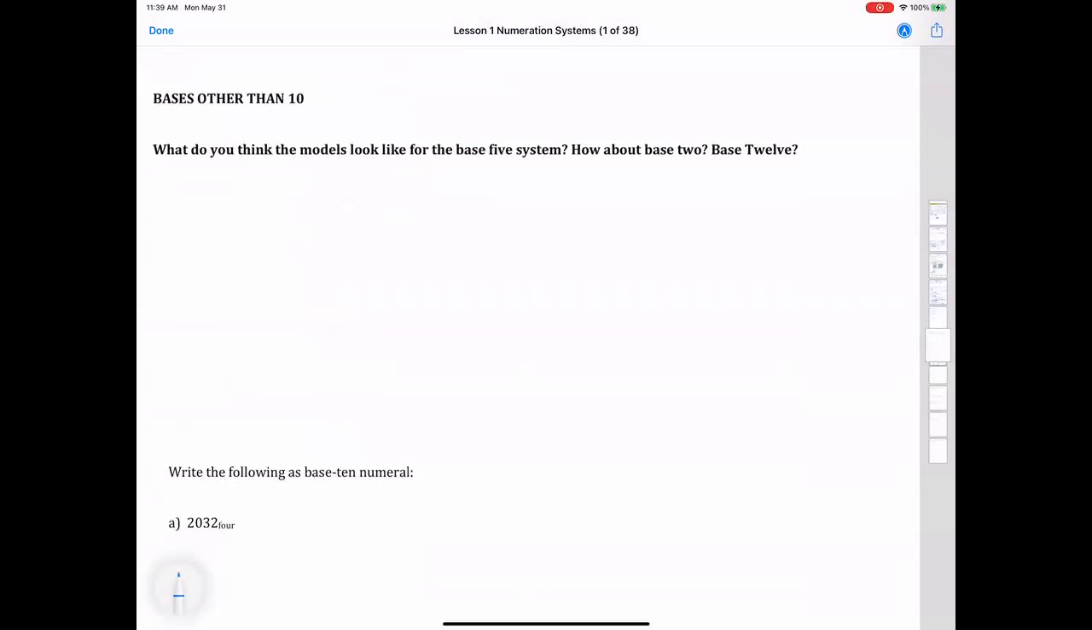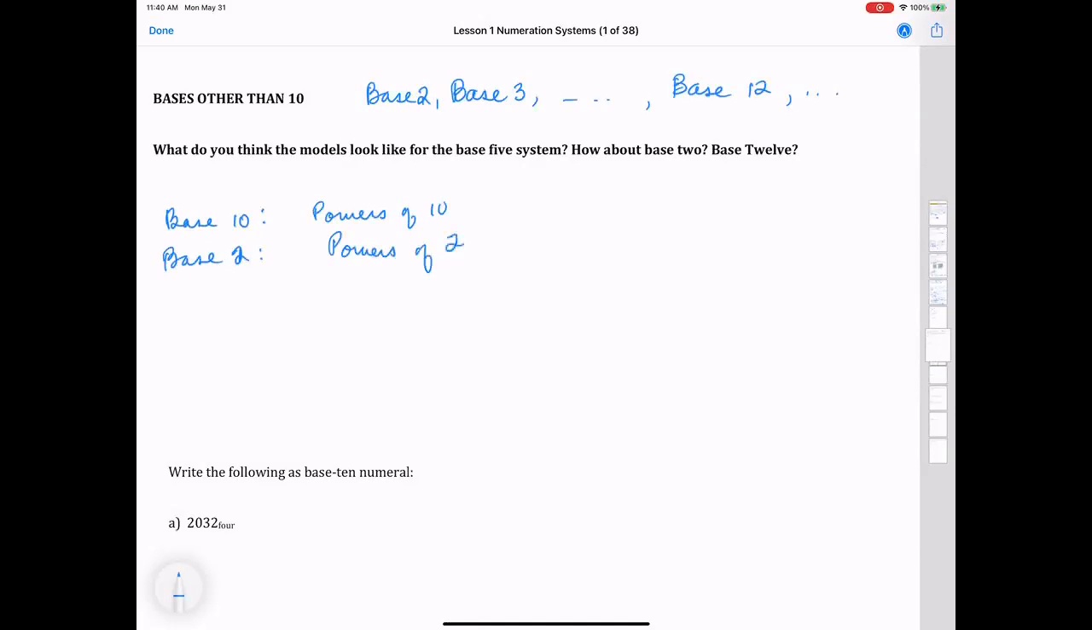Do you know that there are bases other than 10? We have base 2, base 3, any number you could think of, etc. There's base 12, etc. Now, what is the principle behind other bases? So if base 10 uses expanded notations that are powers of 10, base 2 uses expanded notations using powers of 2. Makes sense, right? Base 12 uses powers of 12.